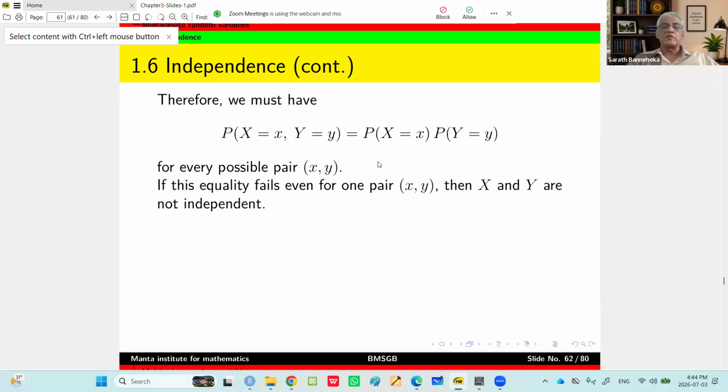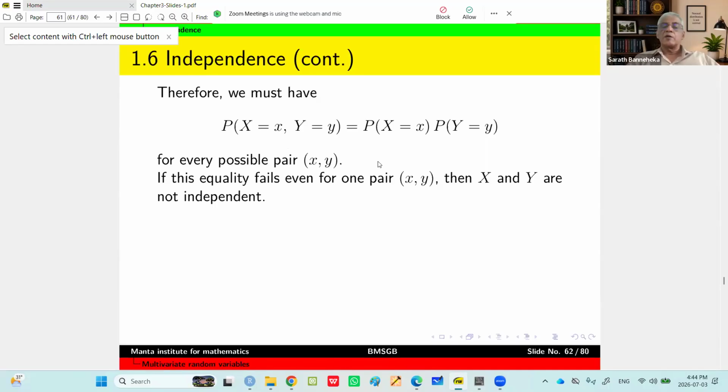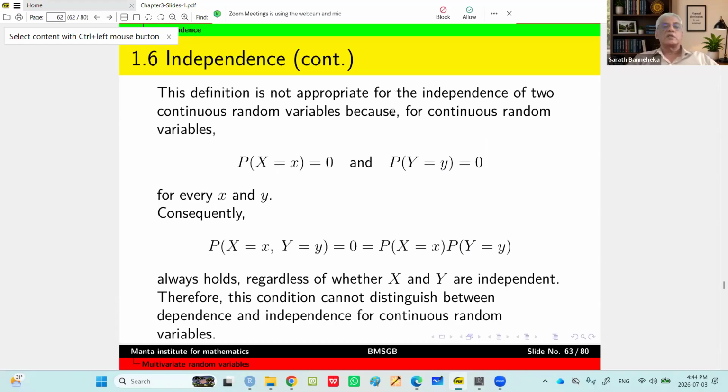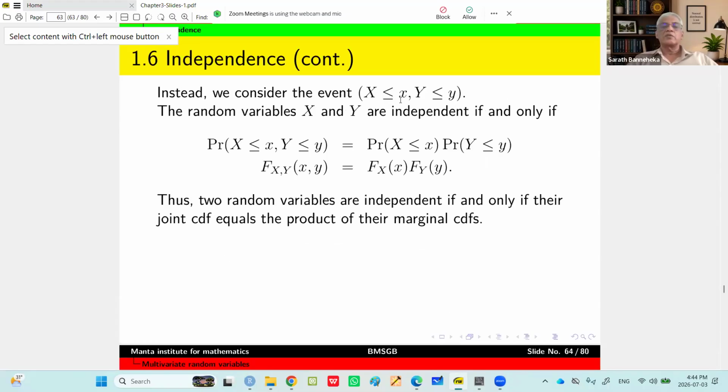Instead of this definition, what we usually look at is the probability that X less than or equal to simple x and Y less than or equal to simple y. Those are the two events that we consider in that case. We can consider those two events in the discrete case also, but in the discrete case, the previous approach is much easier. So for continuous cases, what we look at is the two events X less than or equal to simple x and Y less than or equal to simple y.